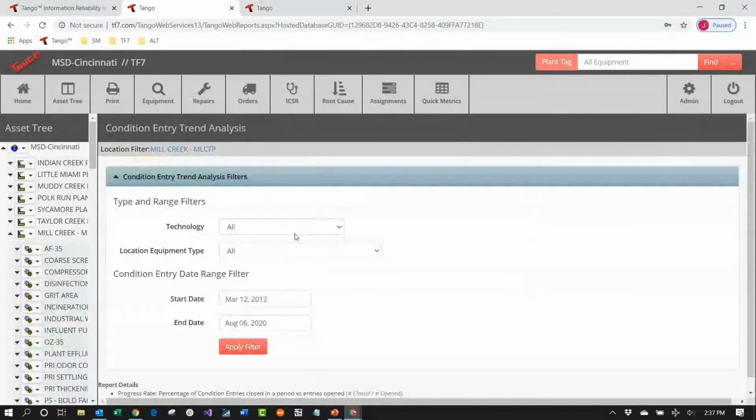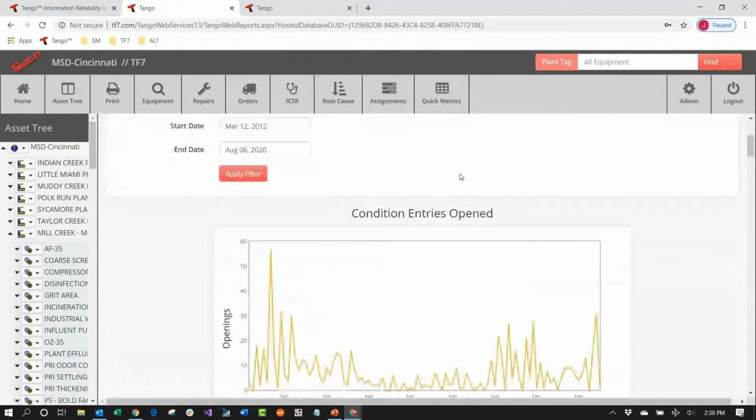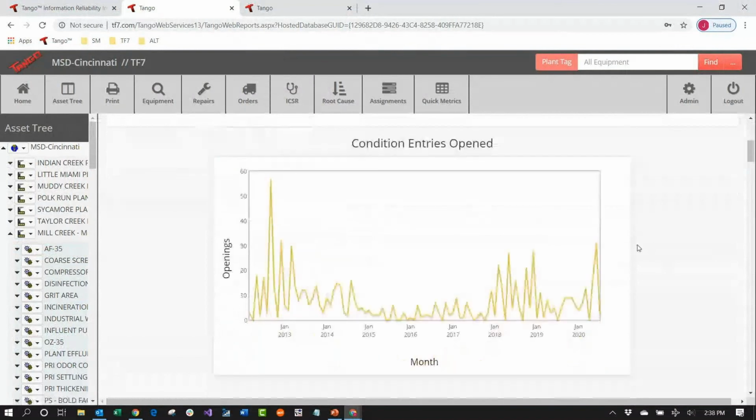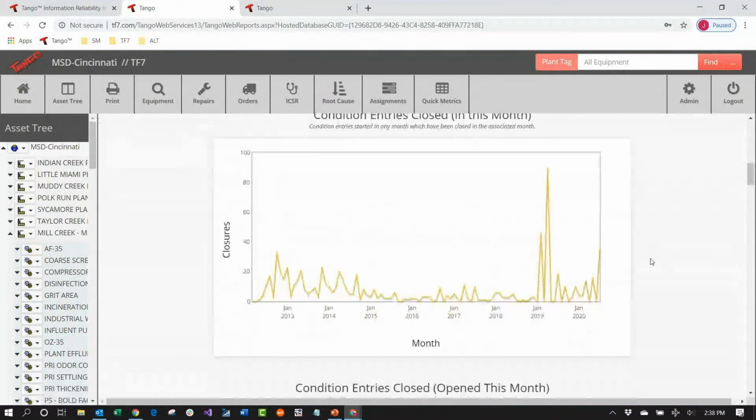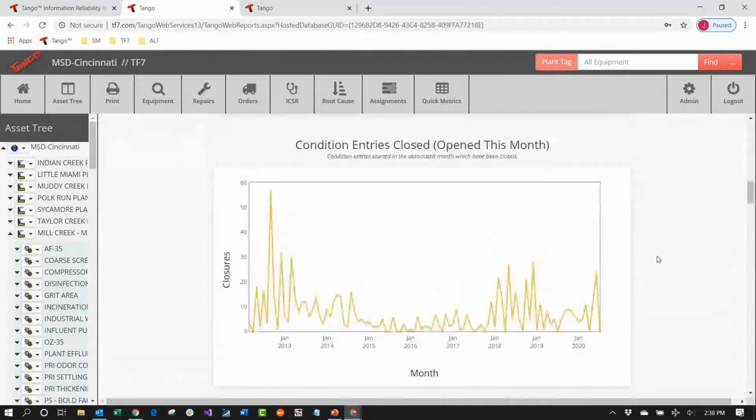And once again, I'm going to look at everything that's generated. You'll see that they've been at this for over 8 years with data at Mill Creek. This will give me a count of history of how many condition entries have been opened, and how many were closed this month. And I'm going to scroll down to some that I think are more the real gold in these reports. How many condition entries were opened this month and closed in the same month.